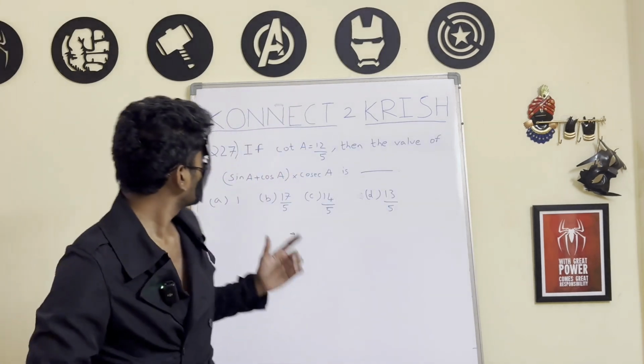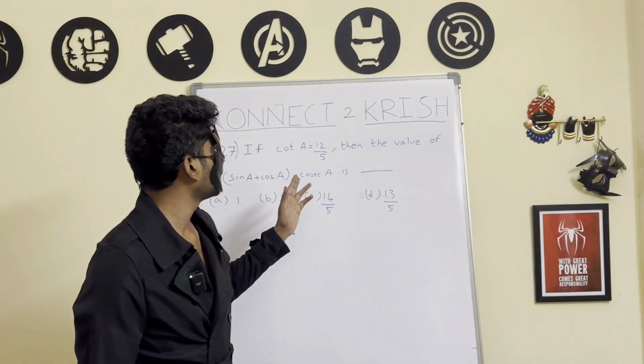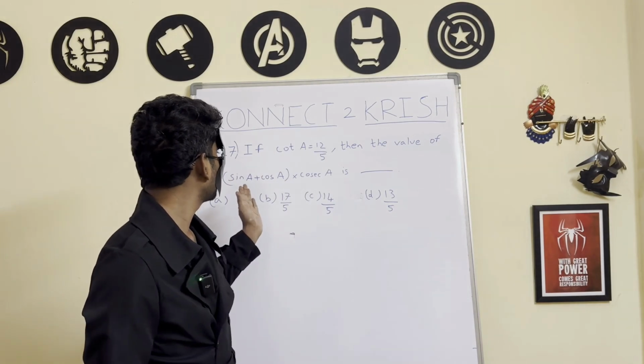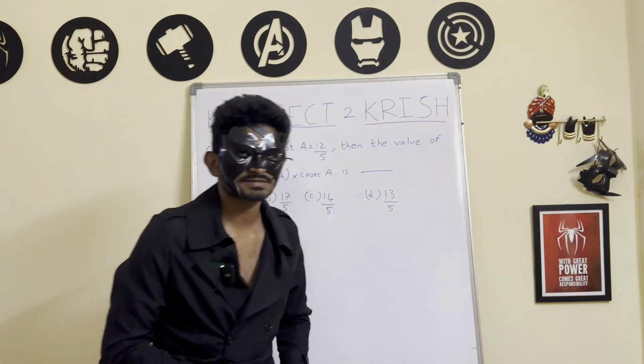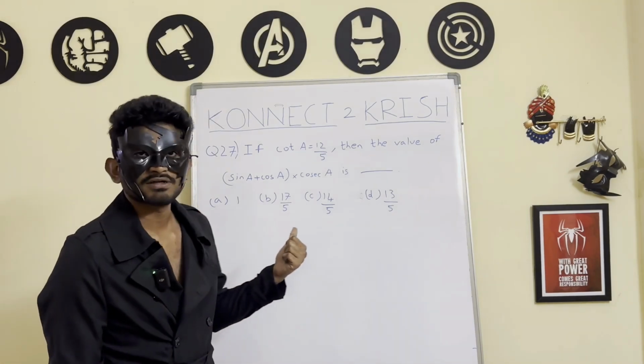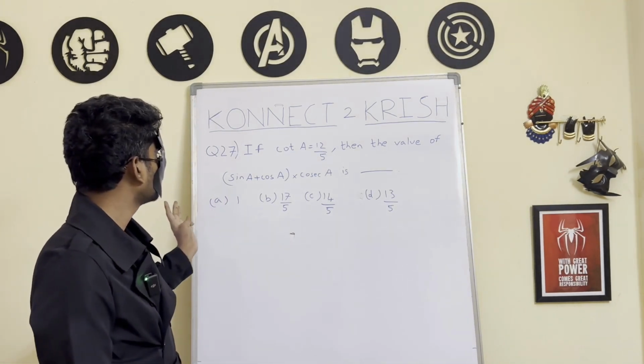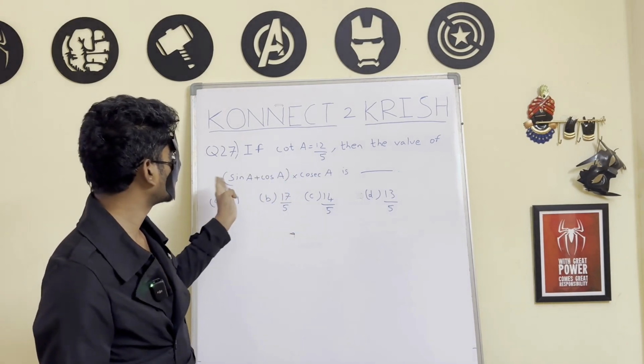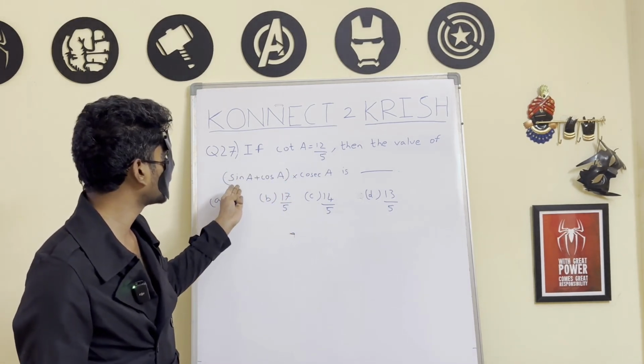So superhumans, next question is, if cot A is equal to 12 by 5, then the value of sin A plus cos A into cosecant A is. So generally what mistake we do is, we straight away start solving this question, start finding all the values like sin A, cos A, cosecant A.